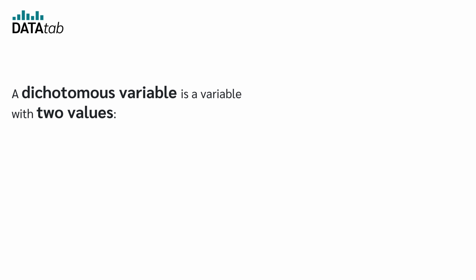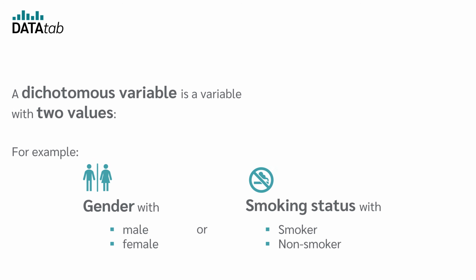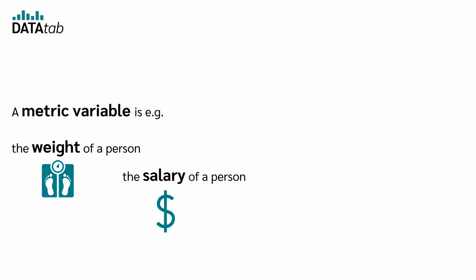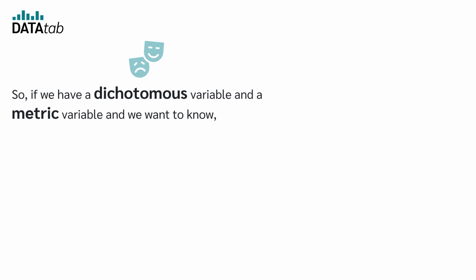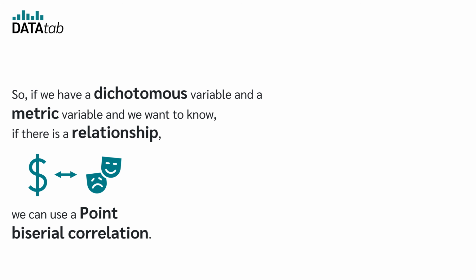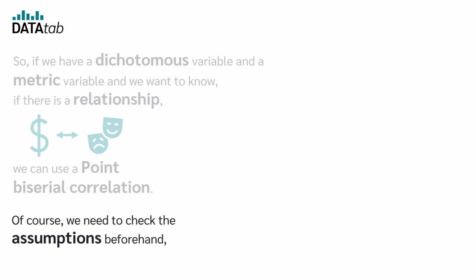A dichotomous variable is a variable with 2 values, for example, gender with male and female, or smoking status with smoker and non-smoker. A metric variable is, for example, the weight of a person, the salary of a person, or the electricity consumption. So, if we have a dichotomous variable and a metric variable, and we want to know if there is a relationship, we can use a point biserial correlation. Of course, we need to check the assumptions beforehand, but more about that later.